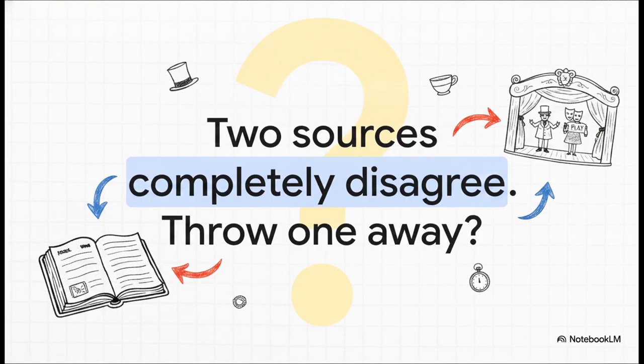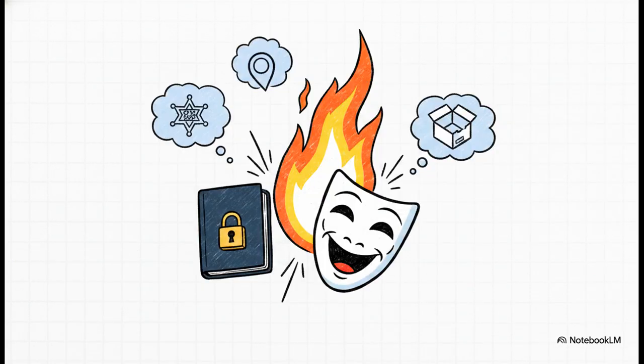Let's try question 2. Imagine you're researching Victorian society, and you find two primary sources. Maybe one's a diary, and the other is a satirical play like Oscar Wilde's. They completely disagree on social manners. Should you just throw one of them away? No way. You definitely keep both.